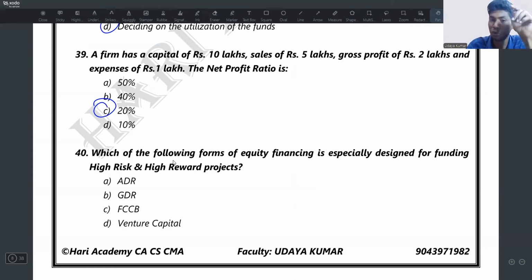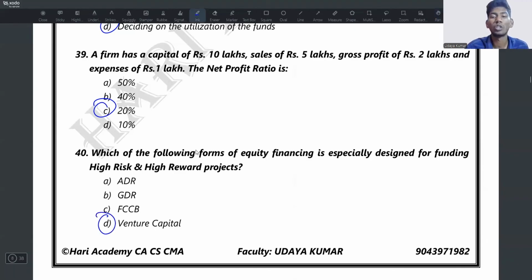Whereas venture capital, you would have heard this word even in the movies. Venture capital is a form of equity financing specifically aimed at startups and early stage companies. In both startups and early stage companies, there is high growth potential as well as high risk. Venture capital provides funding in exchange for equity and often invests in high risk, high reward projects. So option D is the right answer.